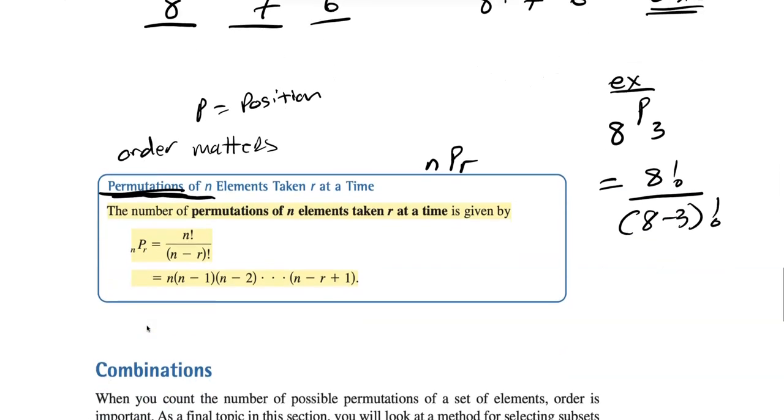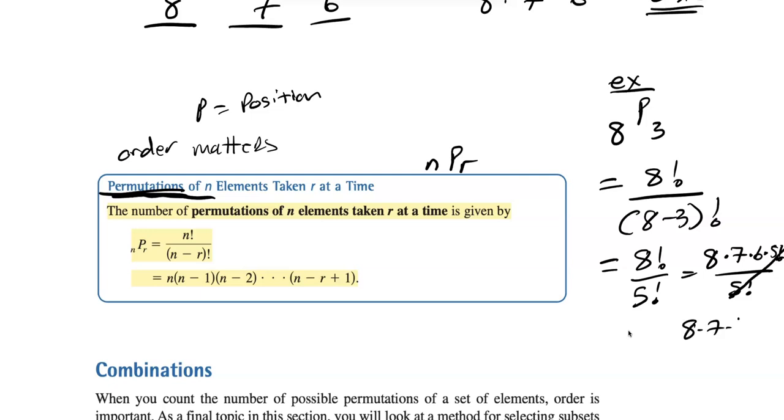And we know how to do this. That's going to be 8 factorial over 5 factorial. Remember, the trick to doing this is you get the bigger number and you break it down till it matches the bottom number. So this is going to be 8 times 7 times 6 times 5 factorial. And I'll stop there because that 5 factorial can cancel with this 5 factorial. And you get 8 times 7 times 6, also known as 336. So that's permutation, right?